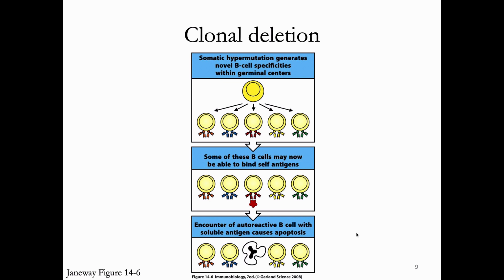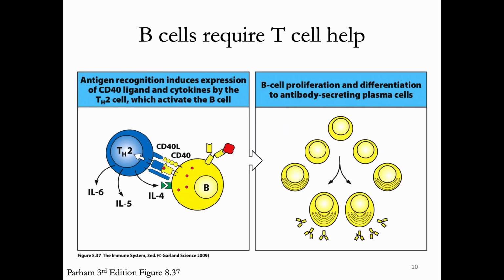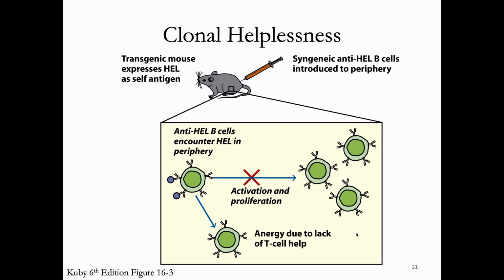Because the second one has a similarity in terms of the breaking it part. The second one is based on a fact that you certainly know, which is that B cells require T cell help in order for those B cells to proliferate, to class switch, to make high levels of antibody, differentiate to plasma cells, all that good stuff. So remember that B cells largely require T cell help that we see here. The second type of peripheral tolerance mechanism that we know about is called clonal helplessness.